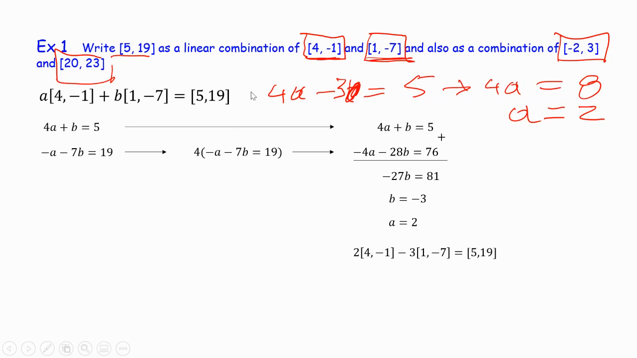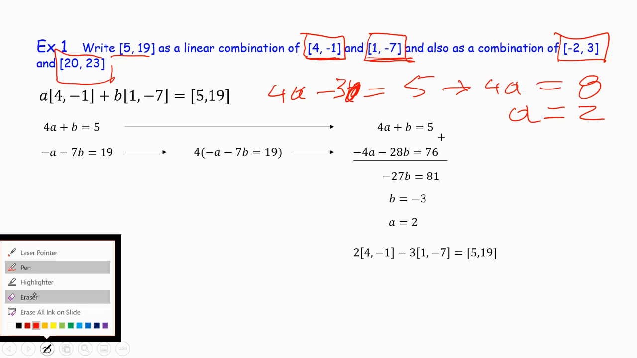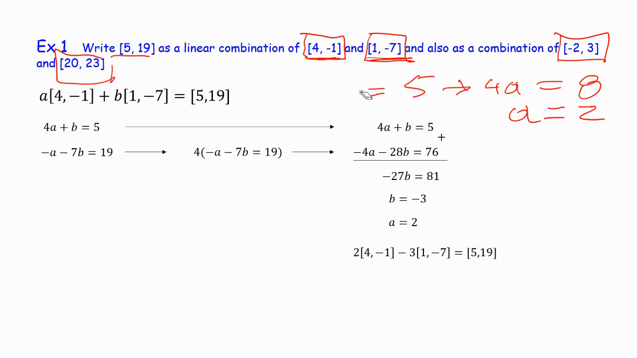So I've not used the i and j vectors. I used two arbitrary vectors. I used the (4,-1) vector and the (1,-7) vector, and I was able to, with scalars, create the (5,19) vector. Okay, I wonder if you could do the same thing. That's what I'm going to turn over to you to do. I'm going to erase my garbage here, get rid of this stuff here. And I'm going to erase this as well.